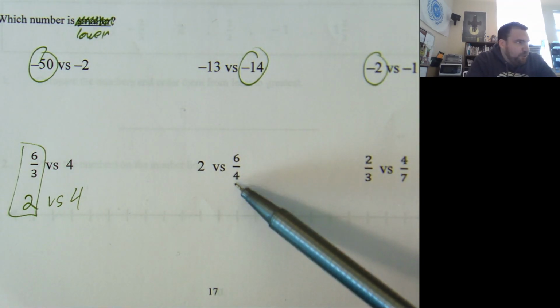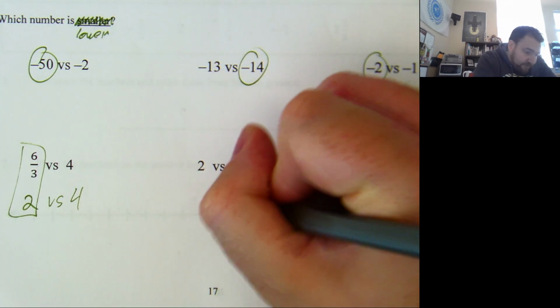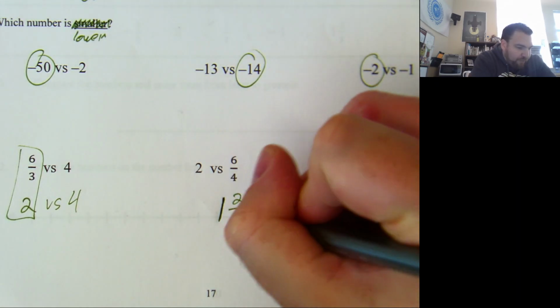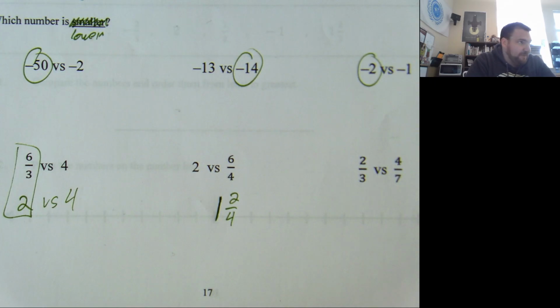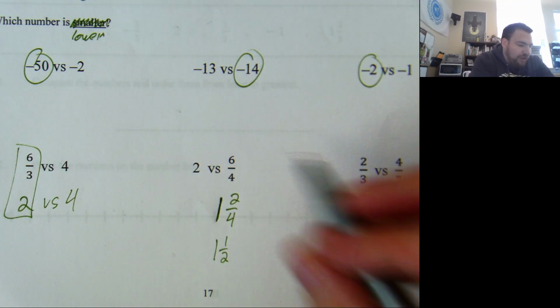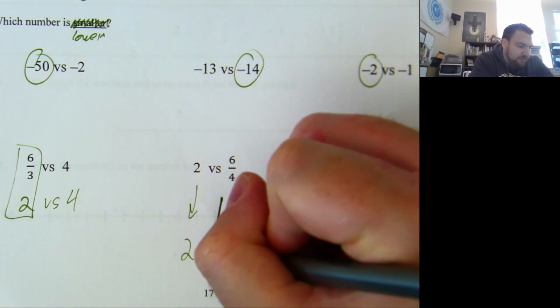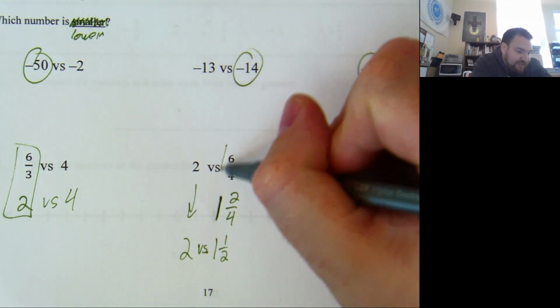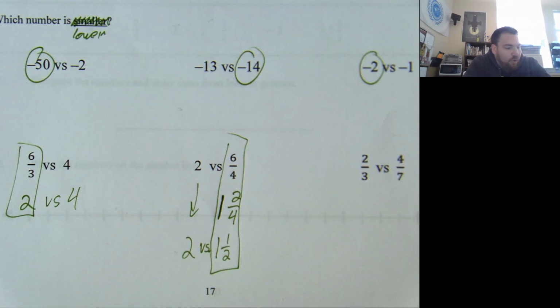6/4. How many times is 4 going into 6? Once. With how much left over? 2 over 4. And 2 over 4 can be simplified to 1/2. So it's going to be 1 and 1/2. Oh, now we're comparing this. 2 and 1 1/2. That should be fairly straightforward. Which one's smaller or lower? 1 1/2 or 6/4. This whole column is the lower value, the least value.